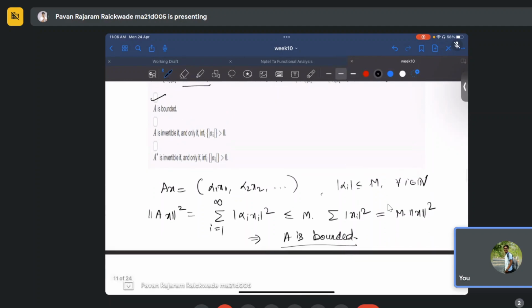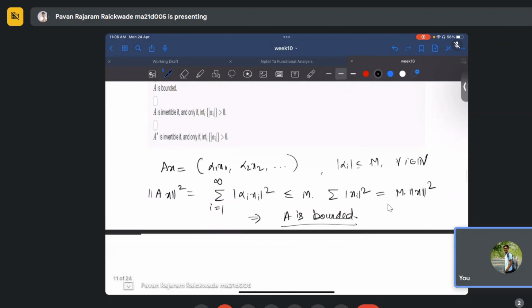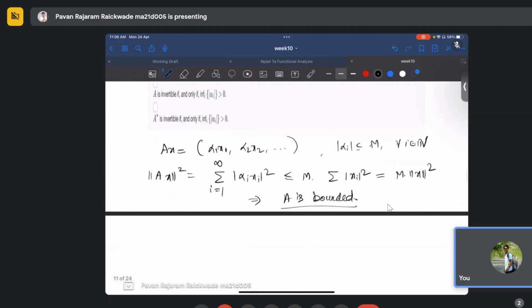Now, A is invertible if and only if the infimum of alpha is positive. Okay, so let A be invertible.